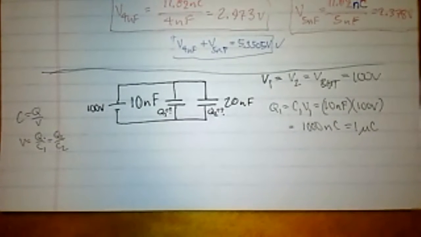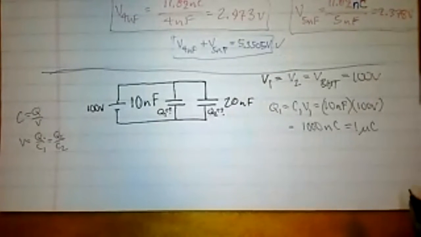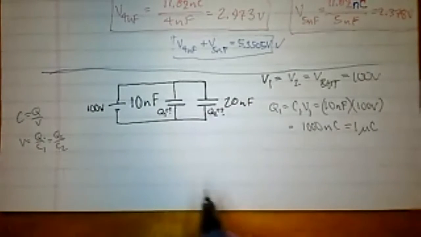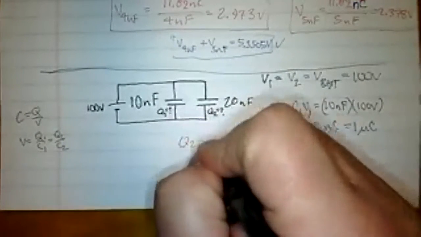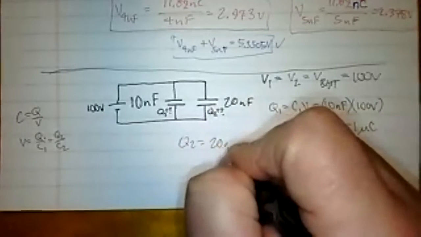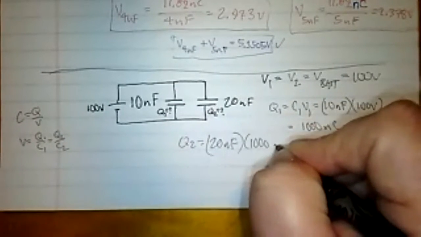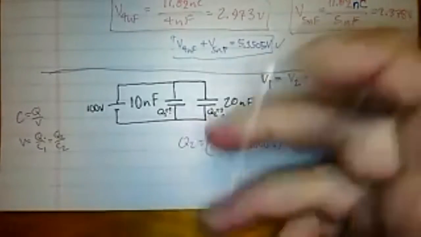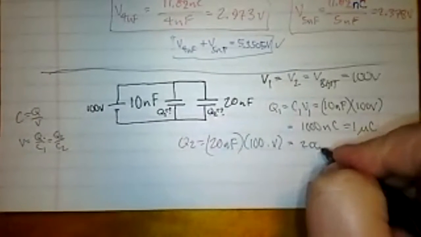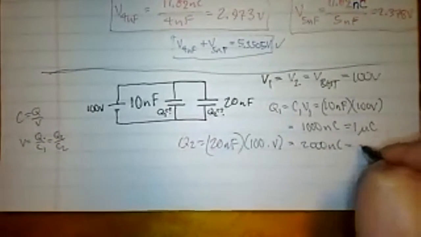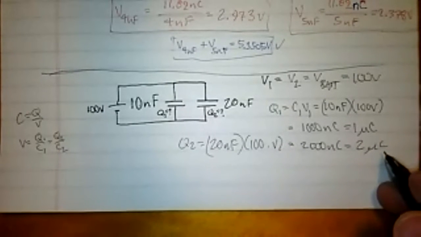So you might think that the bigger capacitance will have the bigger charge. Now let's check our logic and see if it actually worked out. Q2 is equal to 20 nanofarads times 100 volts. That gives me, in fact, 2,000 nanocoulombs, which is 2 microcoulombs. So yes, the bigger capacitor did in fact get the biggest charge.